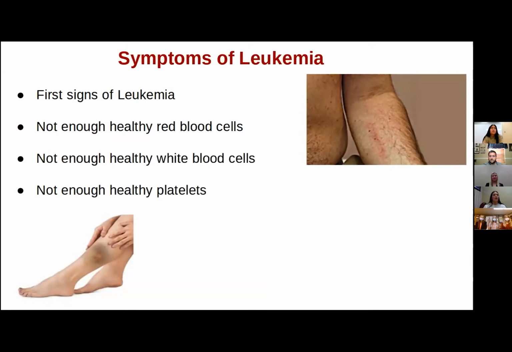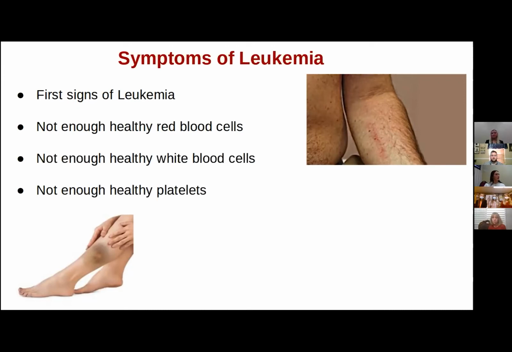If your body doesn't have enough healthy white blood cells, then you get achy muscles, fatigue, and diarrhea. This is because your body does not have enough of the cells that are fighting infection and helping you get through those little hiccups of the day.